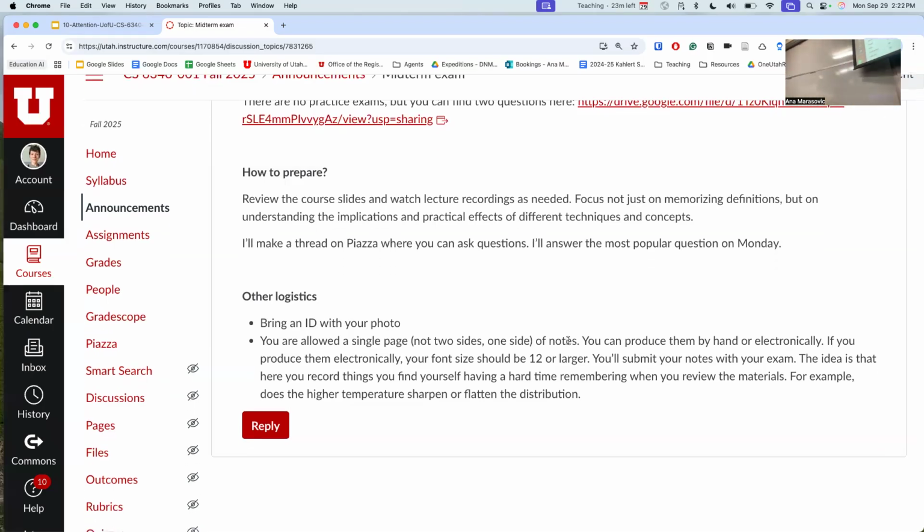You should, as always, bring your ID with your photo. We will be checking that. And I said you can bring one side of a piece of paper. So this is a side, right? So only one side of a piece of paper. You can bring it with some notes.